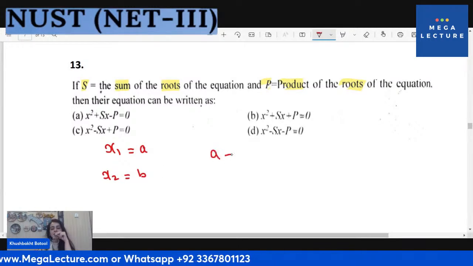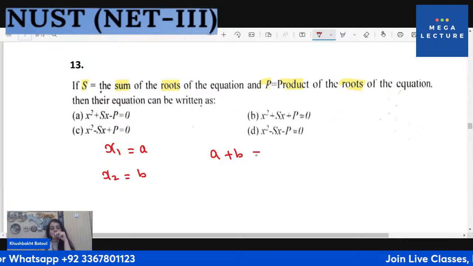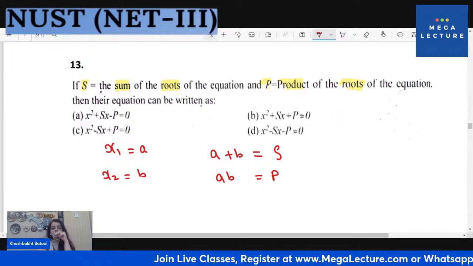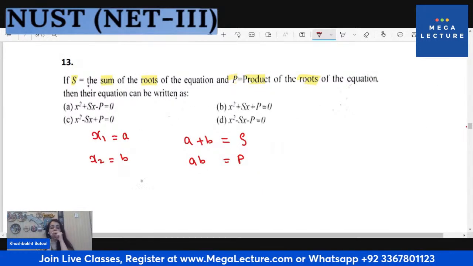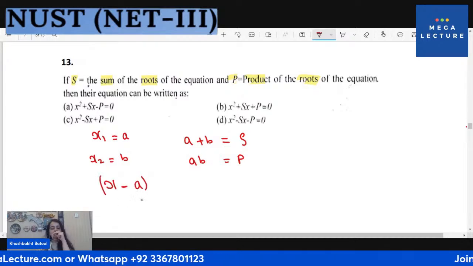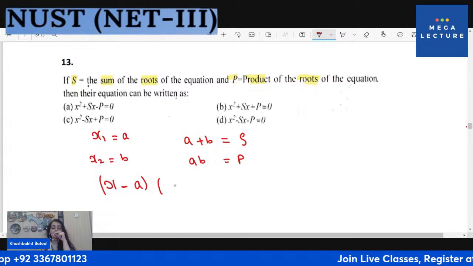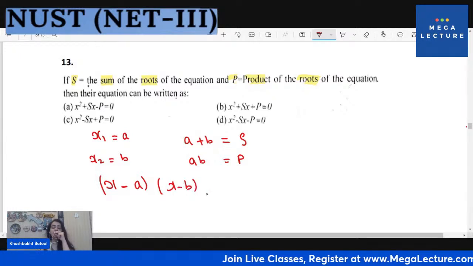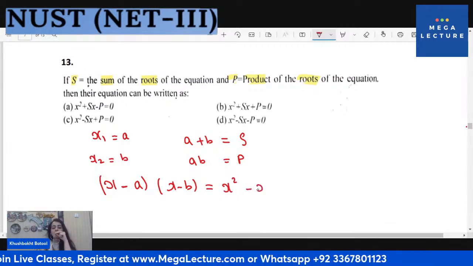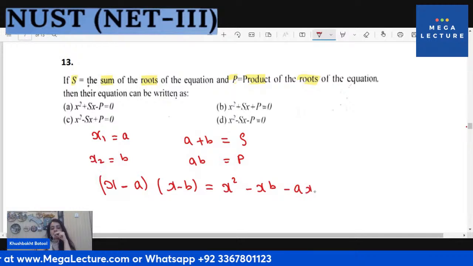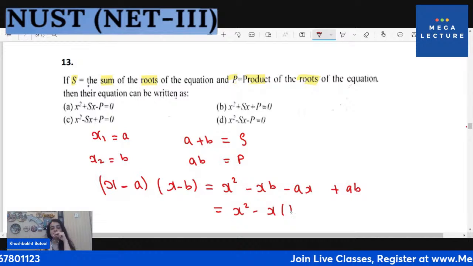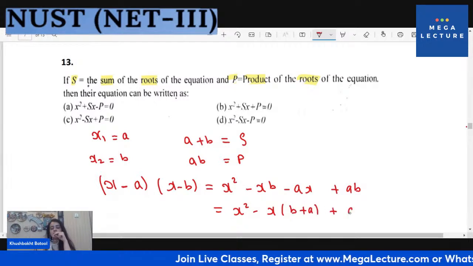This implies that a plus b, that is the sum of roots, would give you a capital S and the product of roots would give you a capital P. So let's see how to do it. If a and b are the roots, I can find the quadratic equation this way. X minus a would be a factor if a is a root, and x minus b would be a factor if b is a root. Upon expanding this, I would get x squared minus xb minus ax plus ab, and this would give me x squared minus x into b plus a plus ab.